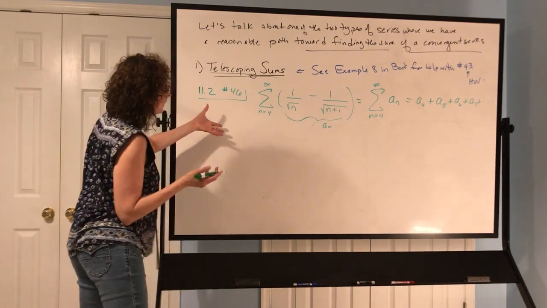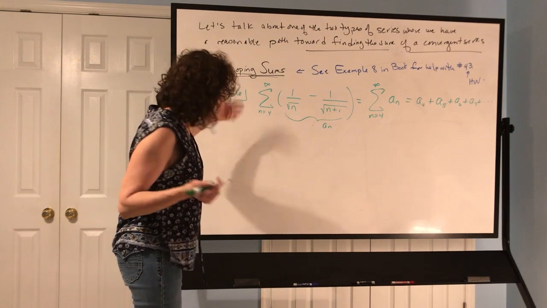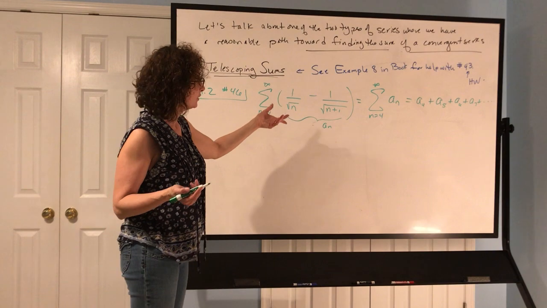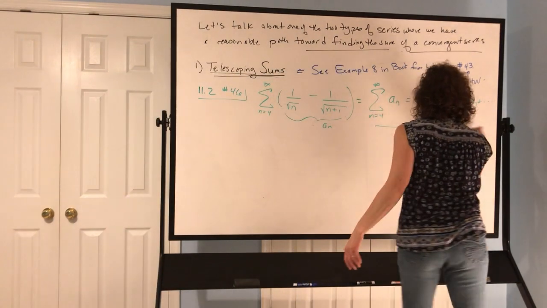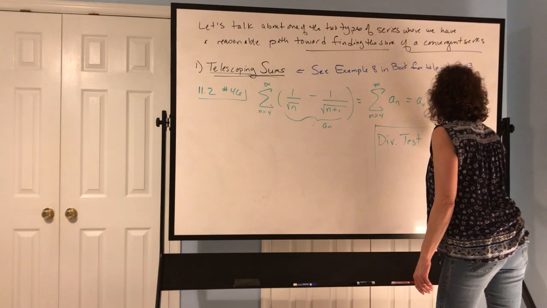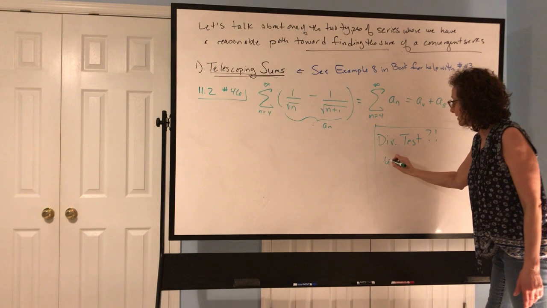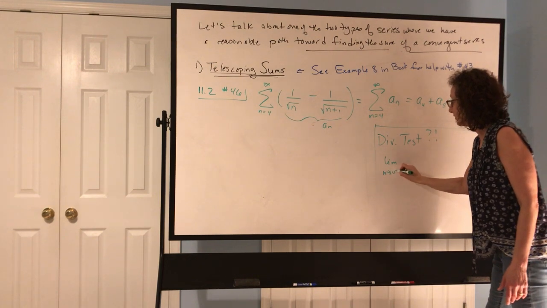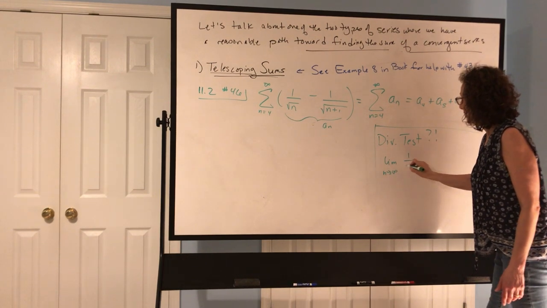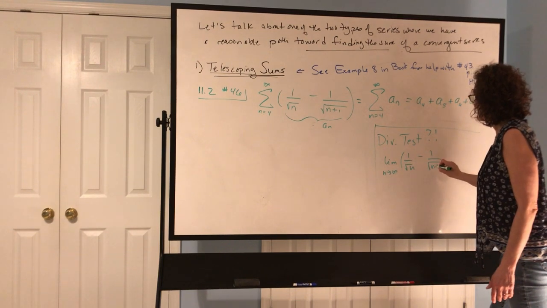So let's just dive in here and start to, first of all, will the divergence test help us here? Okay, let's just see. Divergence test. Okay. Right, does it help? Okay, remember it's a kick-out test. We would do the limit as n goes to infinity of 1 over the square root of n minus 1 over the square root of n plus 1.